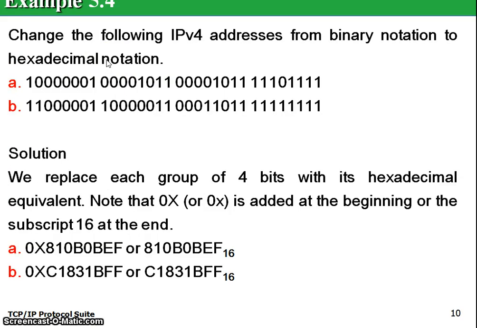Similarly, in the next exercise, the IP address is given in binary notation and we have to convert it into hexadecimal notation. For hexadecimal, how will we identify that the given IP address is in hexadecimal format? It is shown by a 0 and an x. If an IP address starts with a 0 and an x, then it will be considered as hexadecimal format.